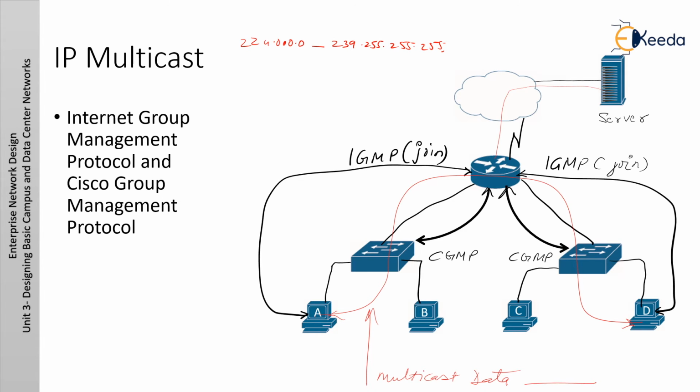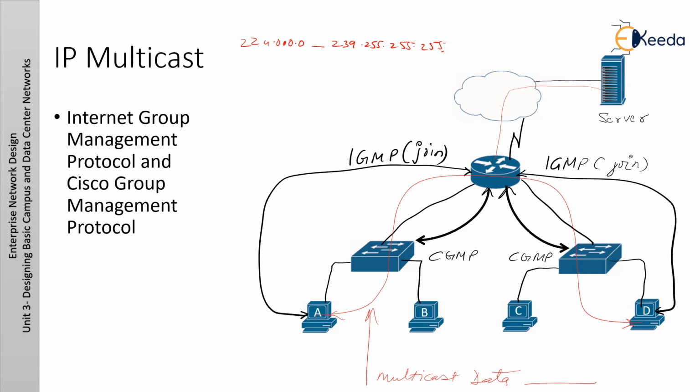IP multicast involves some new protocols for network devices, including two for informing network devices which hosts require which multicast data stream, and one for determining the best way to route multicast traffic. These three protocols are: first, the IGMP protocol; second, Cisco Group Management Protocol; and third, Protocol Independent Multicast Routing Protocol. So let us see each one by one.